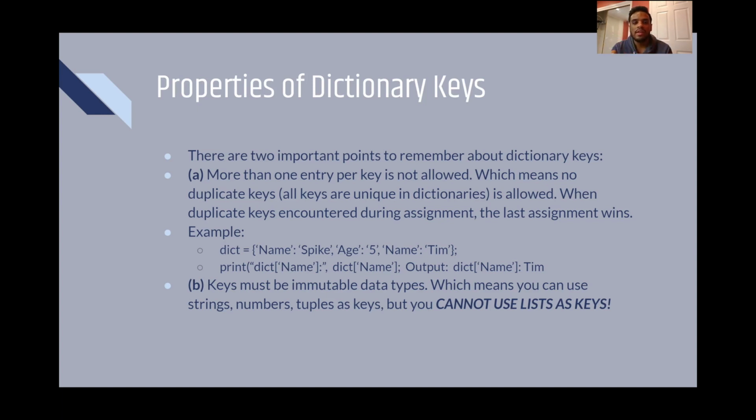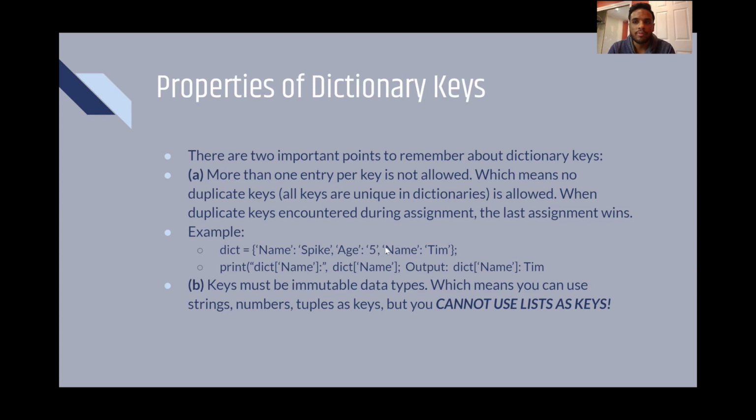And when duplicate keys are encountered during the assignment, the last assignment wins. So in this case right here, I have an example. Dictionary, the key called name and the value Spike, the key age and the value 5, and the key name and the value Tim. Notice I have two duplicate keys.